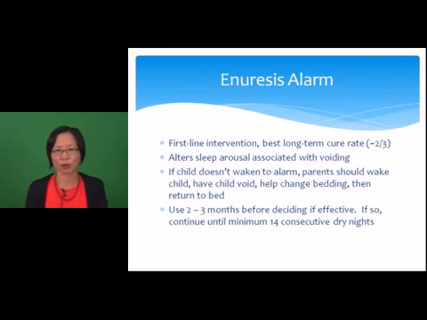Now, this is not a quick fix. Ideally, you would have the family use it for 2 to 3 months before you decide if it's been effective or not effective. Like I said, it is actually probably the best treatment for children that have monosymptomatic enuresis, and it does have the best long-term cure rate. Once you think that it's been effective for your child, you want to continue it until they've been dry a minimum of 14 nights.